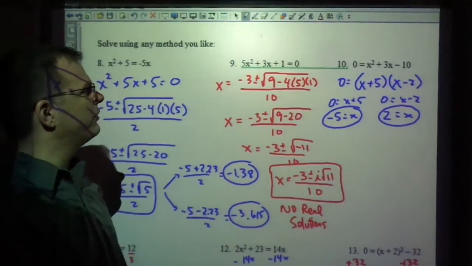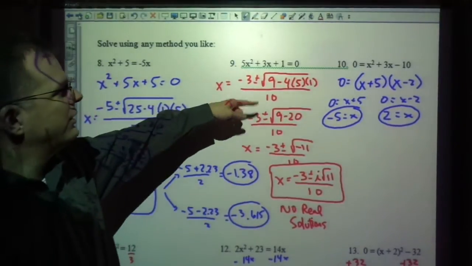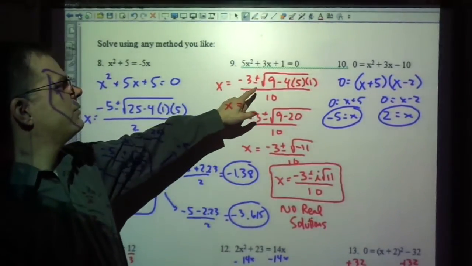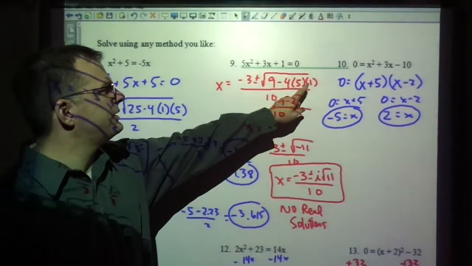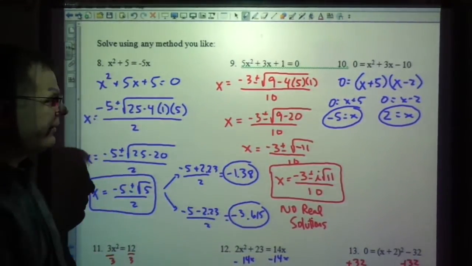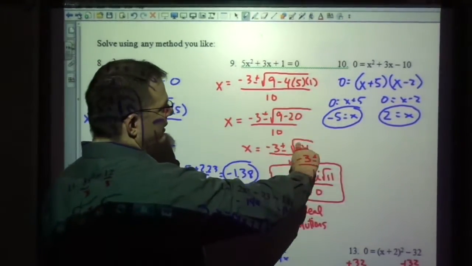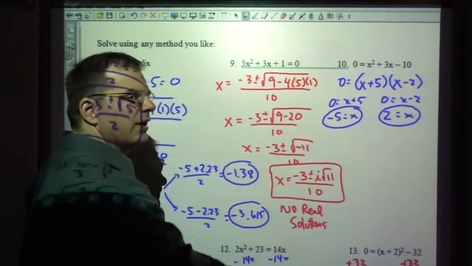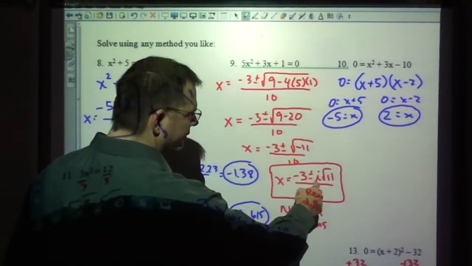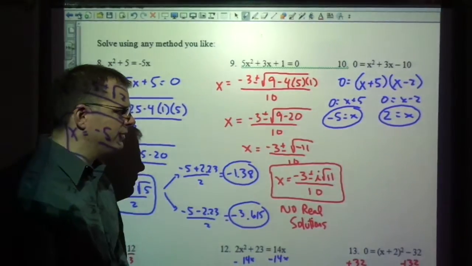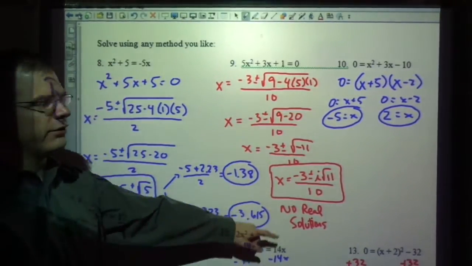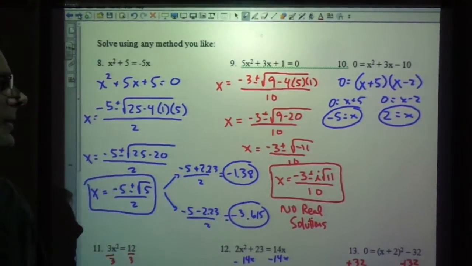This one's in standard form already. I'll do the quadratic formula. Negative b plus or minus square root of b squared minus 4ac all over 2a. But this is going to be negative 20, so we have negative 11. When you have a negative square root, that's imaginary. So negative 3 plus or minus i square root of 11 over 10. We would say there are no real solutions.